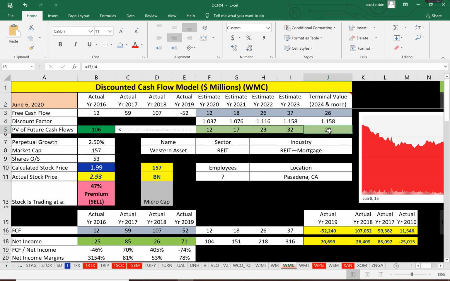So we discounted the free cash flows back to today's dollar amount, and then we get a present value of those numbers, which is $106 million, and that's the value of the company according to our model. Then we divide that 106 million by 53 million shares, and we get an intrinsic stock price of $1.99. And it's trading at $2.93, so it's trading at a 47% premium. So we consider this a sell.